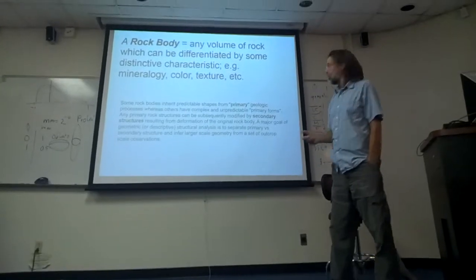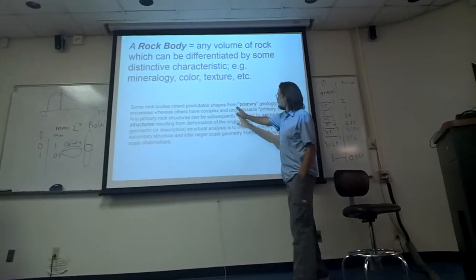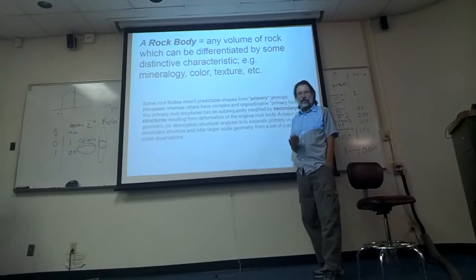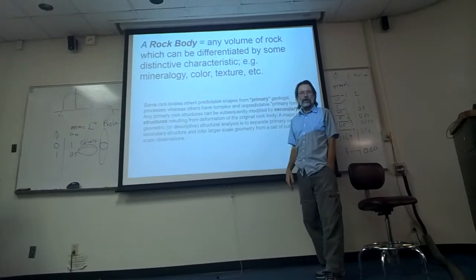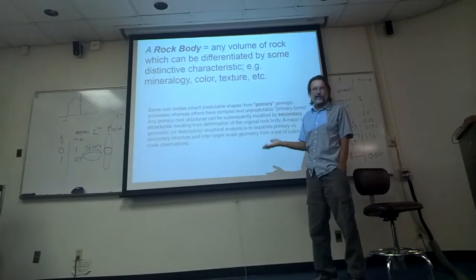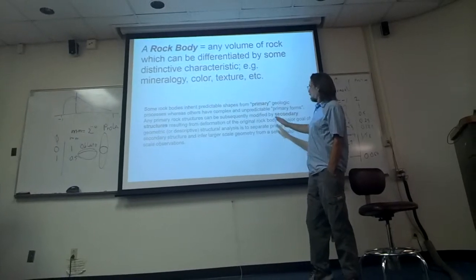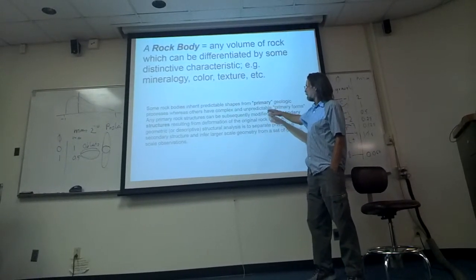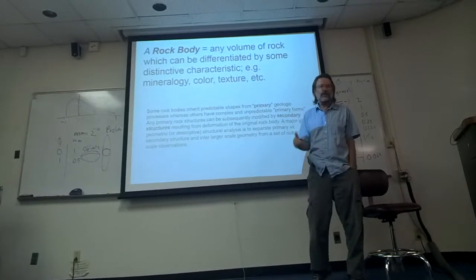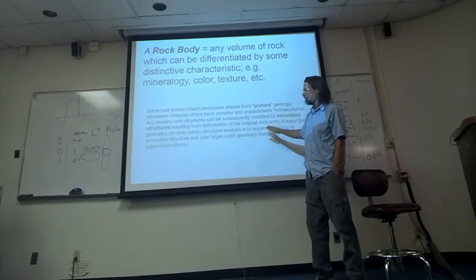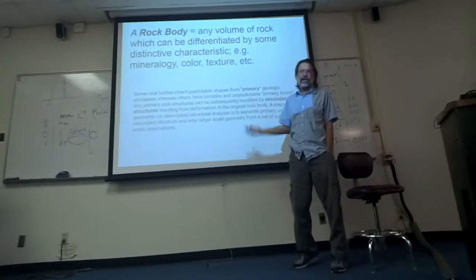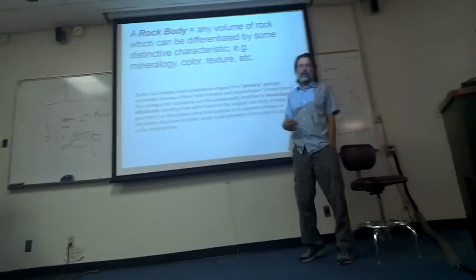The key in this, though, is to be able to recognize the inherent or predictable shapes of primary features. Because if you don't know how they started out, there's no way you can predict. If you see something in a deformed state, you'll have no idea how it got that way if you didn't know how it started. In structure, we look at secondary features. We don't care that much about how those primary features formed, other than to use them in other ways. In structure, we study secondary structures that distort or change the original primary architecture of the rock mass.